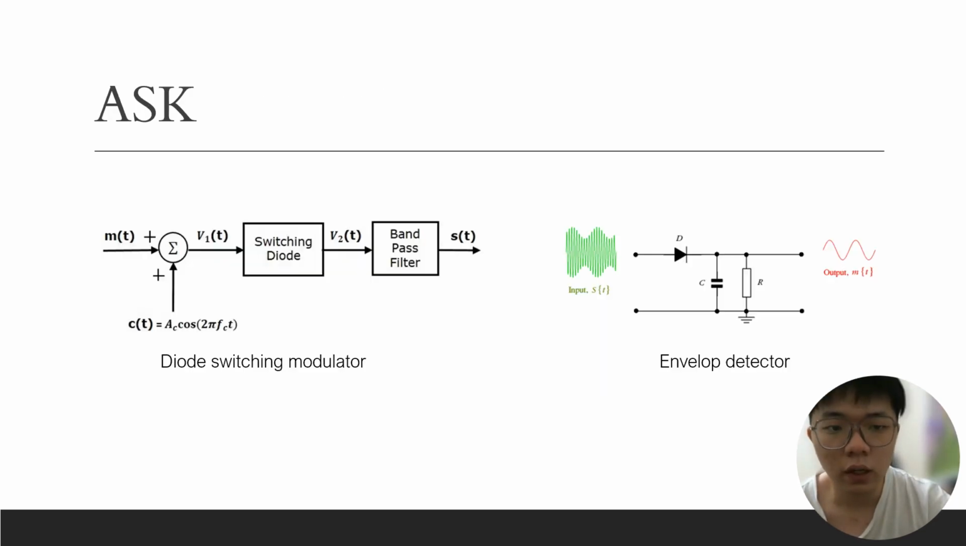Next, here are the ASK modulator and demodulator, which are the diode switching modulator and the envelope detector. The diode switching modulator uses a diode as a switch to generate an amplitude modulated signal, essentially turning the carrier wave on and off at the rate of the modulating signal. Next is the envelope detector. Its function is the same as on the previous slide.